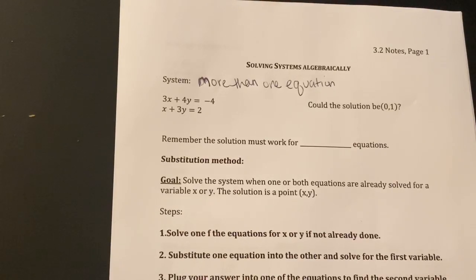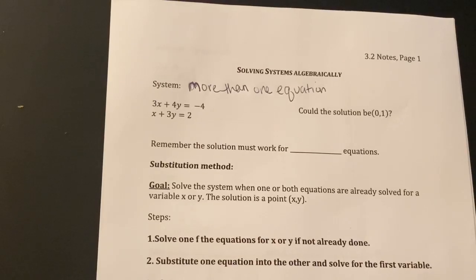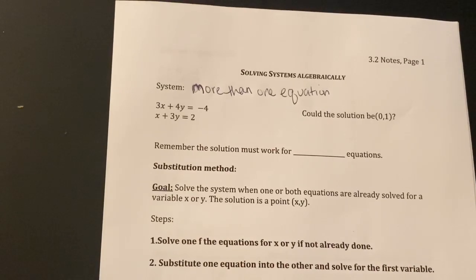Okay. First things first, what is a system of equations? A system of equations is just more than one equation. It has to be more than one in order to be a system. So it could be 2, it could be 5, it could be 6. But the thing here is it's only a system if there is a solution for all of the equations.